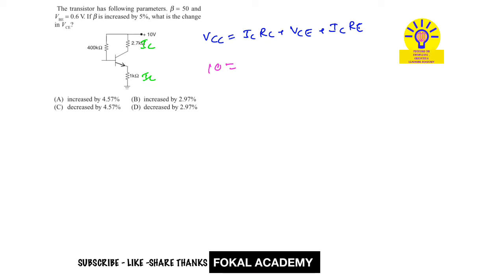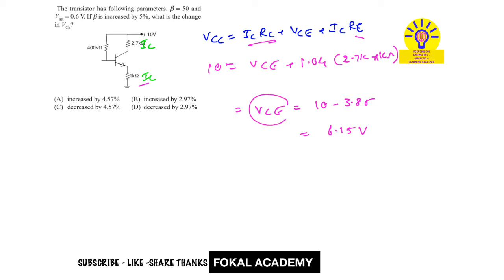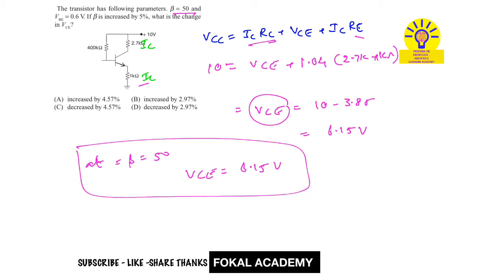10 volts equals VCE plus IC, which is common, and IC we got is 1.04 milliamperes, times RC, which is 2.7 kilo ohms, plus RE, which is 1 kilo ohm. So from this we get VCE equal to 10 minus 3.85, which equals 6.15 volts. So this is the VC value at beta equal to 50. Now increase the beta value by 5%, then again calculate with the same procedure to get the VC value. Now compare the two VC values.